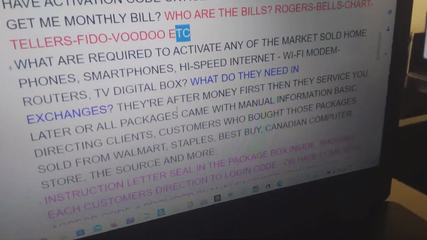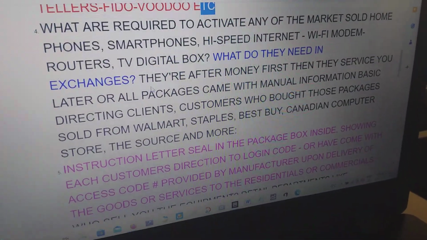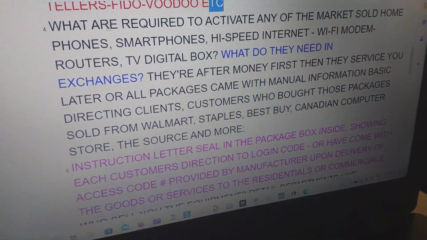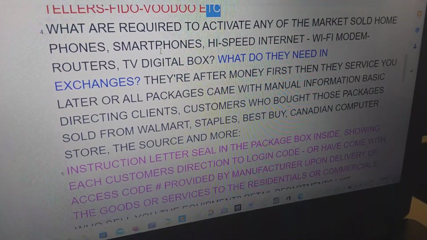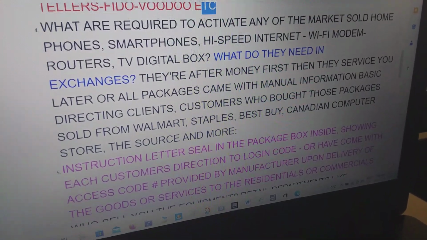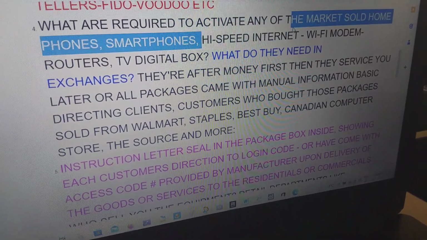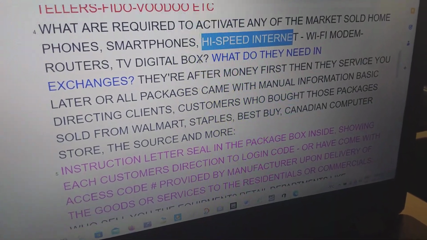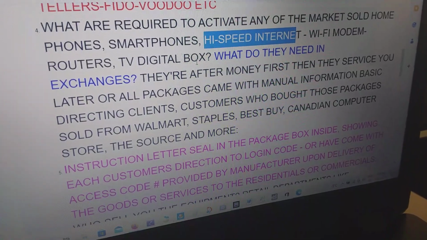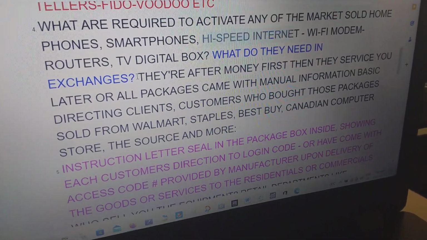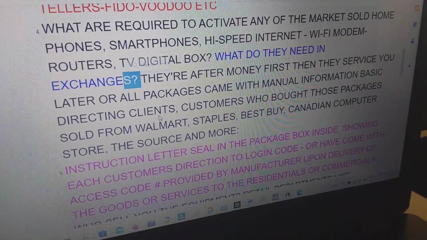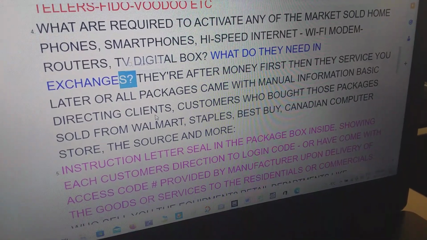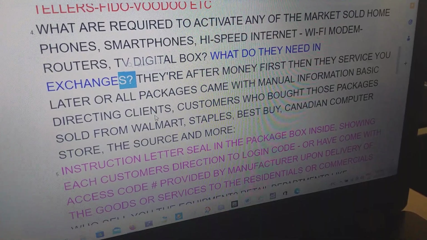And then if you look at those criteria, we go further to question 4: what is required to activate any of the market-sold home phones, smartphones, high-speed internet, Wi-Fi, modems, routers, digital boxes, and then what do you need in exchange? That is the question here. What do you need in exchange? They are after money first, and then they service you later.